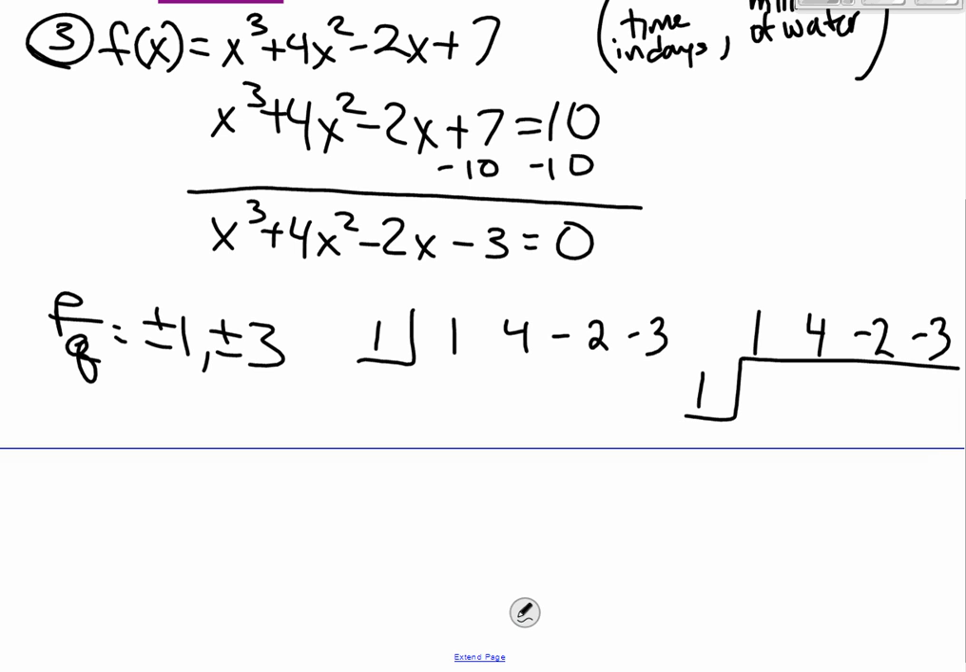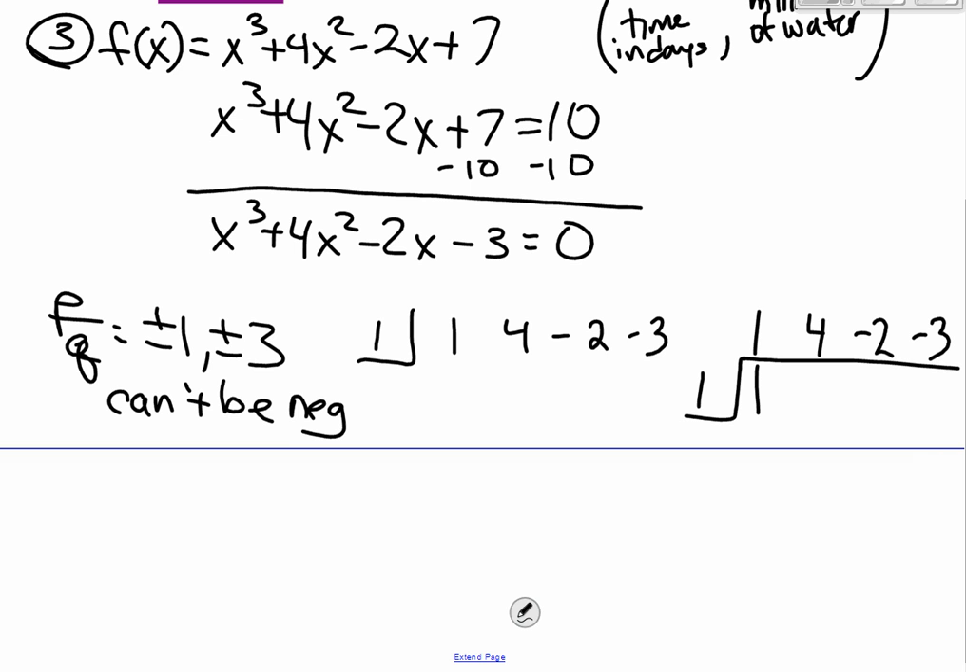Does 1 work? Yes, it does. And any thoughts on what I might have said about this? X is time and days, right. So really, since it's time and days, it can't be negative. So I had already written to try positive 1, but it can't be negative.